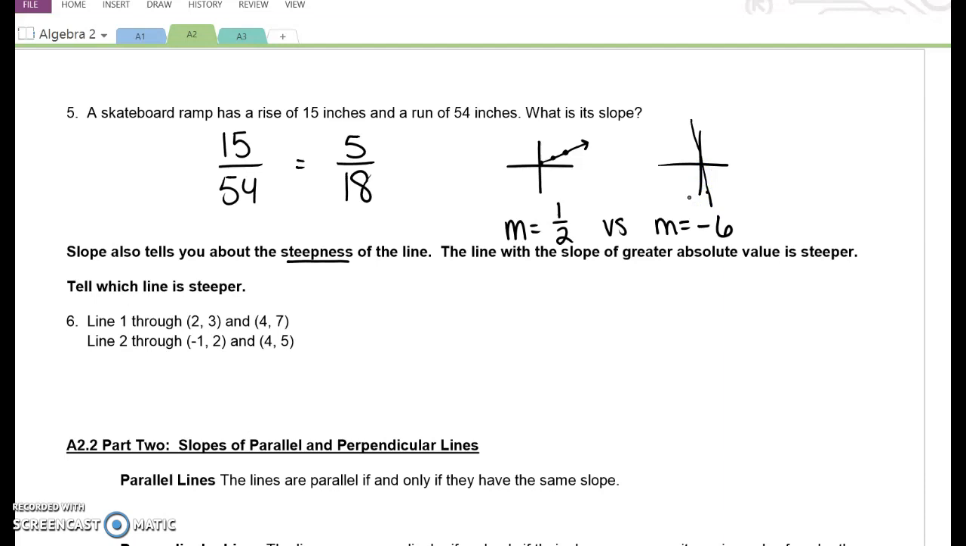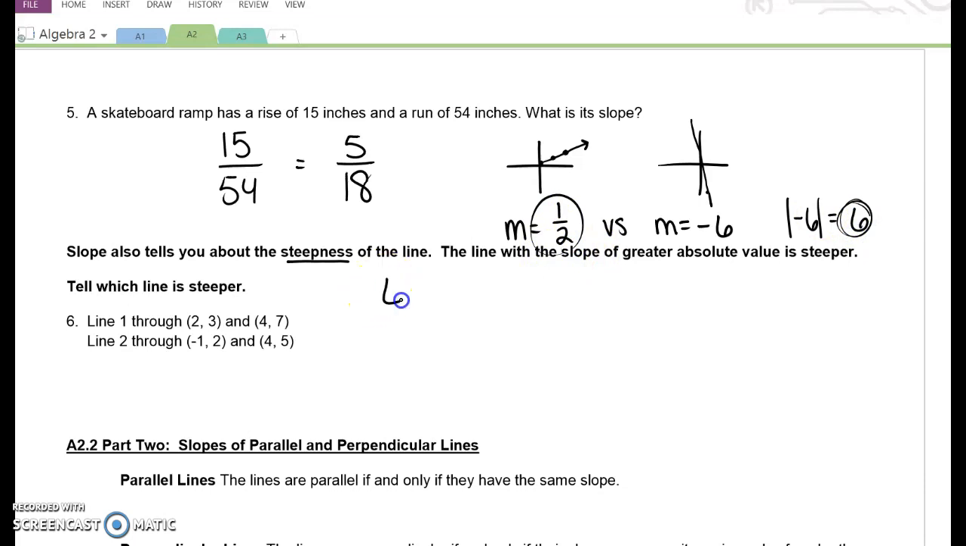Think about skiing or skateboarding. If it would be easy to either skateboard or ski up the slope or down the slope without dying, it's not a very steep slope. -6, I feel like that'd be a black diamond and we might die. If you feel like you might die or not be able to skateboard up it because it's too steep, that means it's steep. So even though -6 is a smaller number, the absolute value of -6 is +6, and +6 is bigger than +1/2. So the slope with the greater absolute value is steeper.